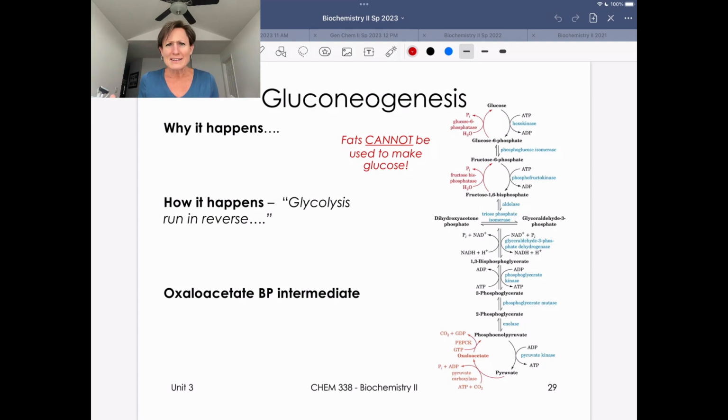Gluconeogenesis. So, what does that exactly mean? Well, literally, it means glucose made from the beginning, made new from the beginning. So, we are making glucose from non-carbohydrate precursors. So, why does it happen?